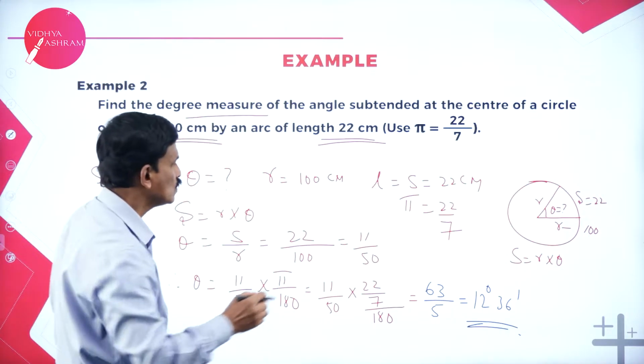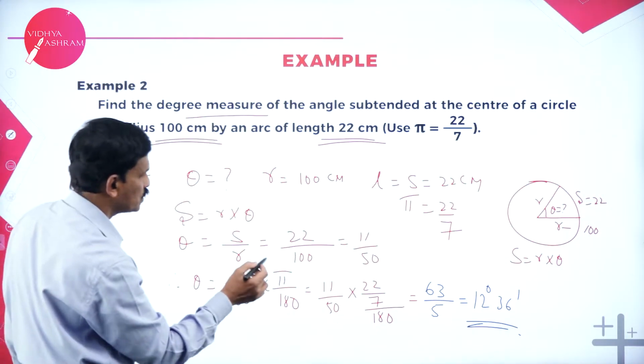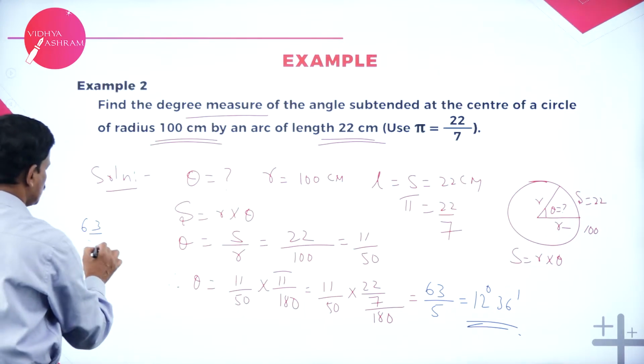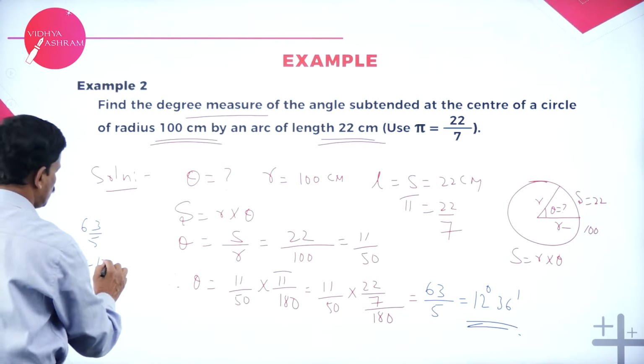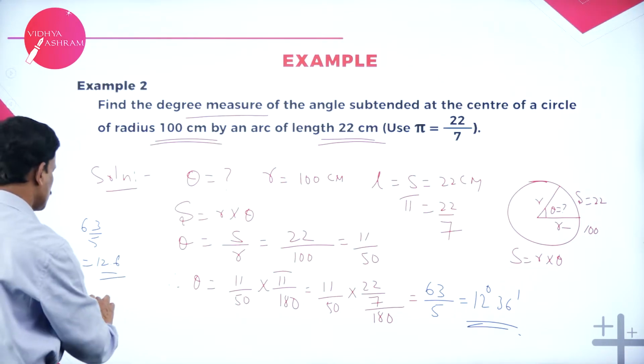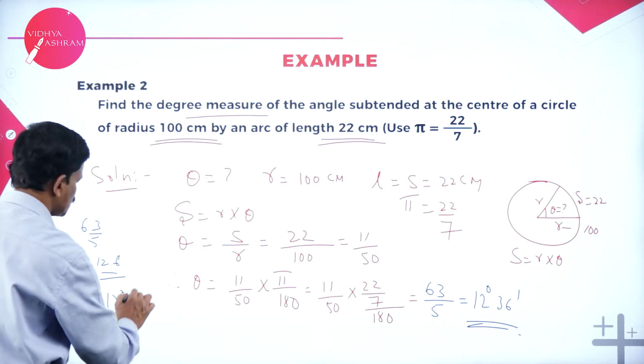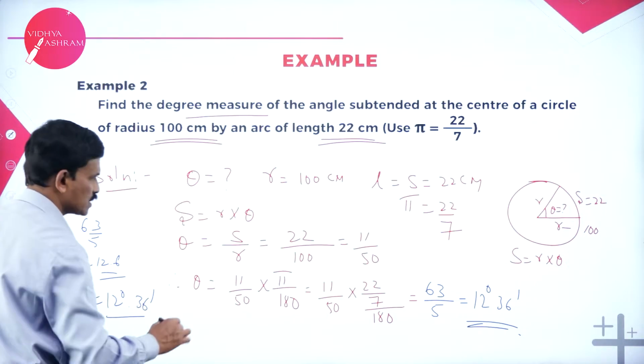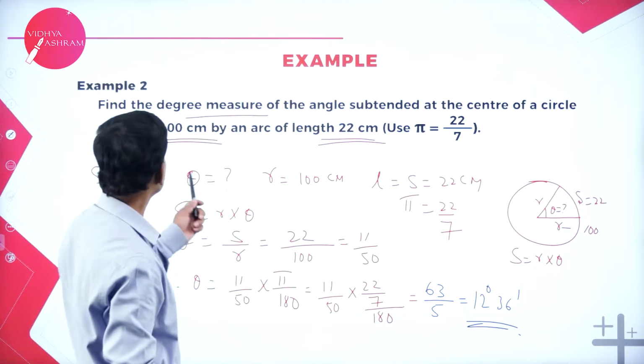If you divide 63 by 5, approximately we get 12.6. That is nothing but 12 degrees, and 6 into 6 is 36 minutes. That's it. Let me explain once again.